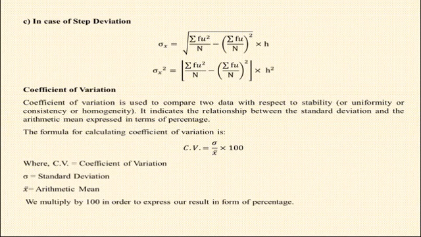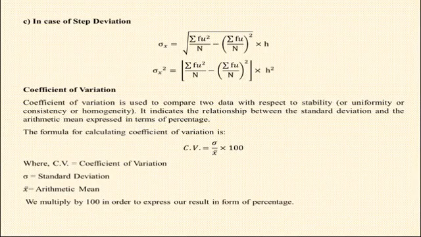Normally, the coefficient of variation should not be more than 5%. If the value of coefficient of variation is more than 5%, then it can be said that a lot of variation is present in the series of x values.